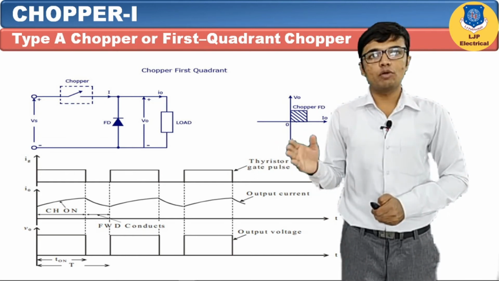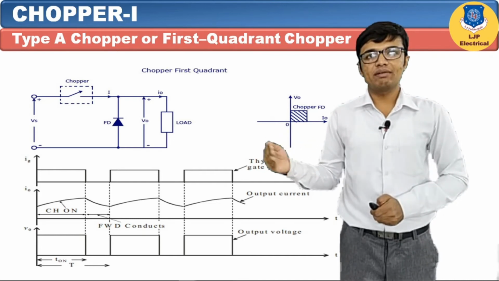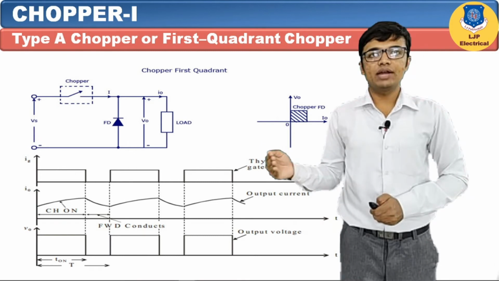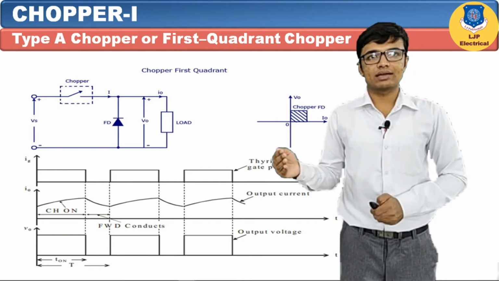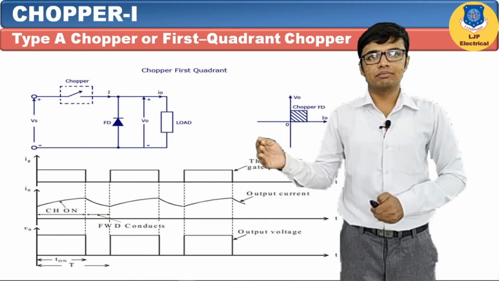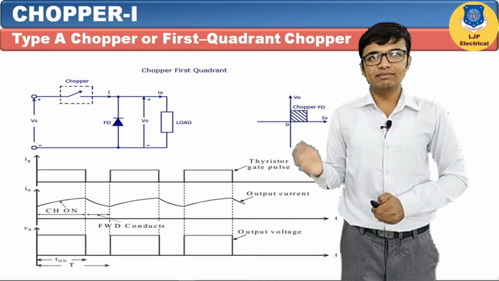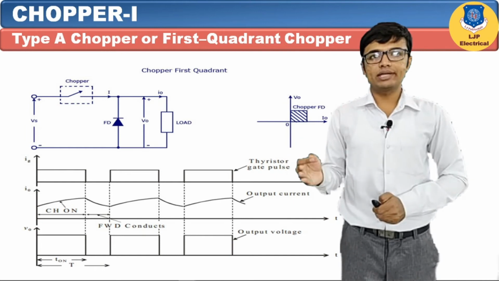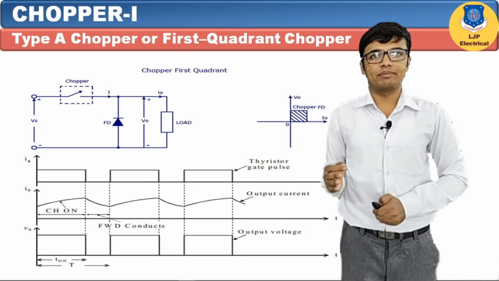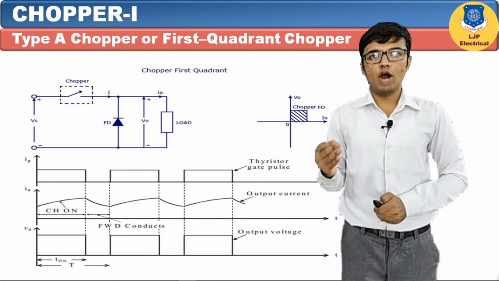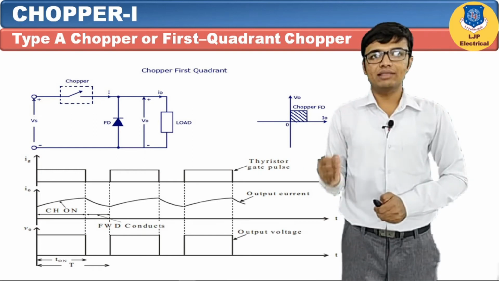Now if we turn off the chopper, it means if we remove the gate pulse from the switch, then the chopper will be turned off. Now the current will try to decrease, and as the load has an inductor, the current will decrease from the maximum to the minimum value. The freewheeling diode will become forward biased and it will short the load, so the output voltage will be zero during turn off time. In Class A chopper the output voltage is always less than the input voltage.